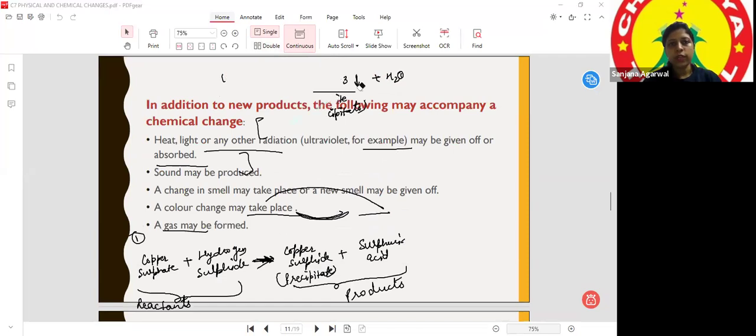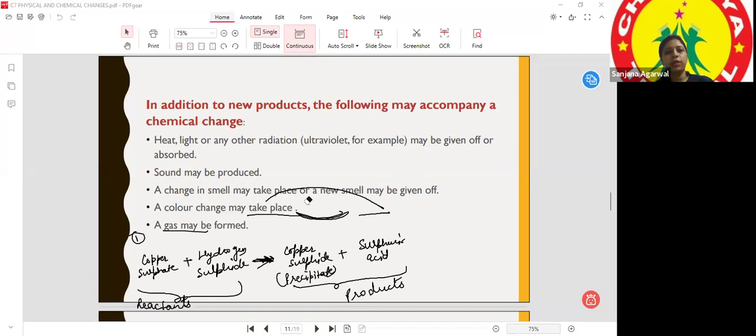Yeah, so in addition to new products that we have already learned, the following may accompany a chemical change: heat, light, or any other radiation, like in bursting of crackers. Not only is the chemical reaction taking place, but we get heat, light, and sound as well. Sometimes radiation, ultraviolet, may be given off or absorbed, like fusion of atoms inside the sun, which ultimately emits ultraviolet rays, which are harmful for our skin.